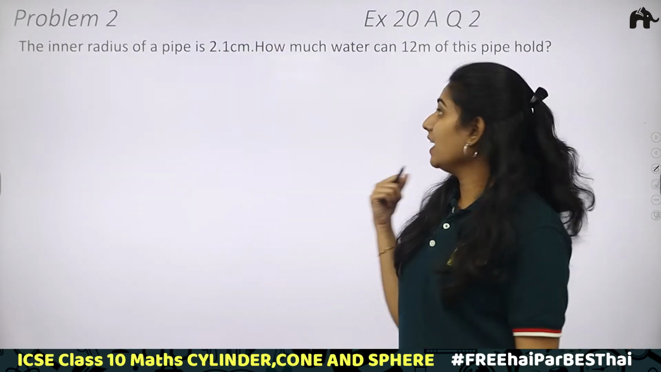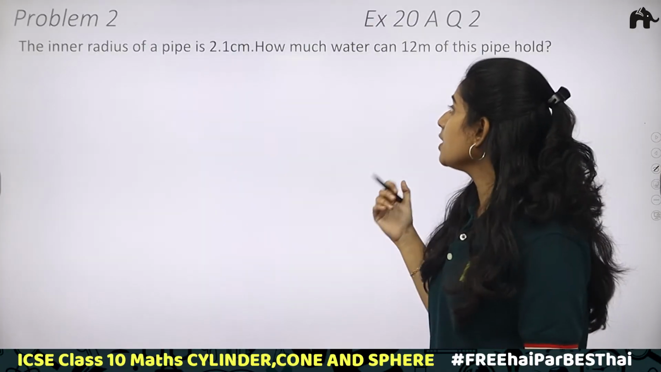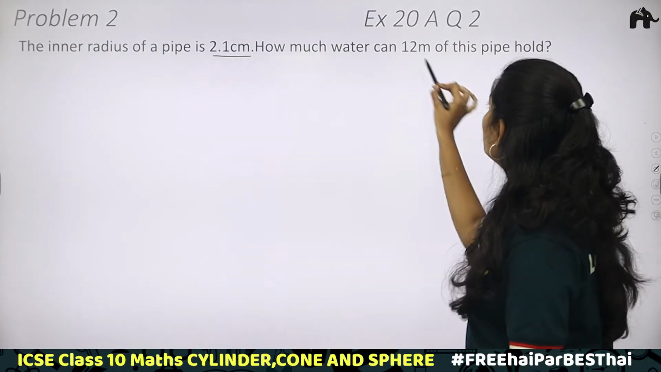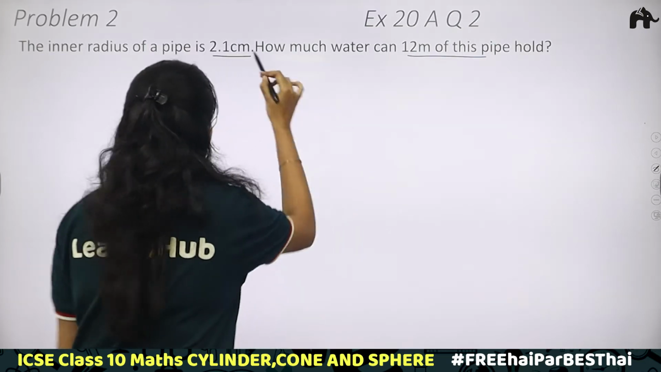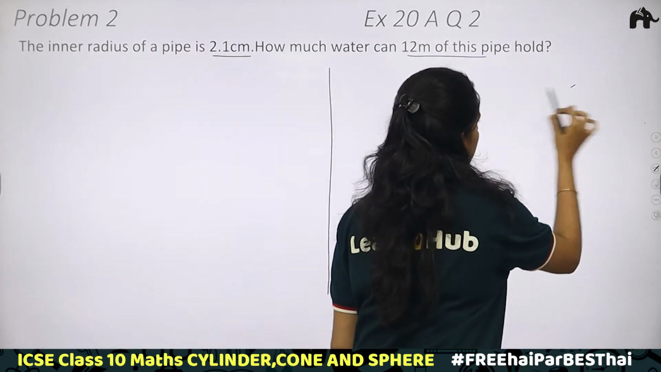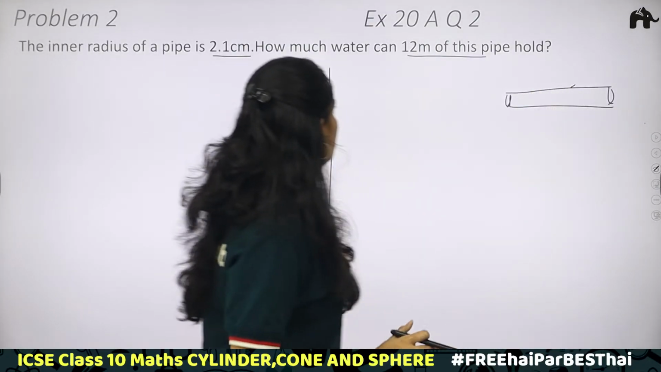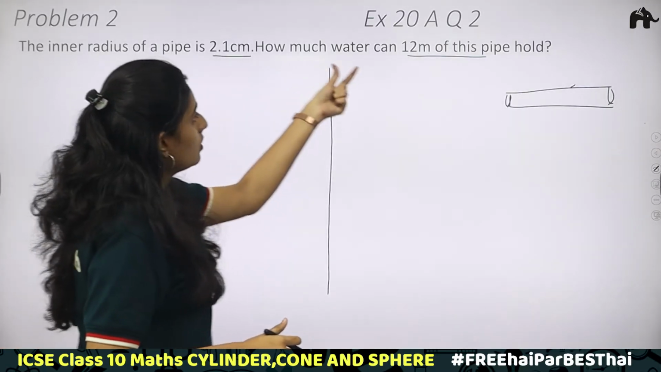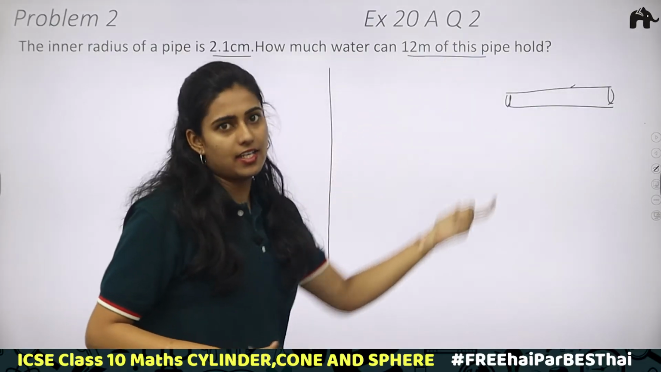Okay. Second problem. Question 2 of exercise 20A. The inner radius of a pipe is 2.1 centimeter. How much water can 12 meter of this pipe hold? Here, given that the inner radius of the pipe is 2.1 centimeter. How much water can 12 meter of this pipe hold? What is this 12 meter? 12 meter will be the height of pipe.